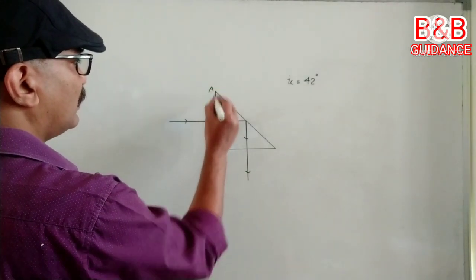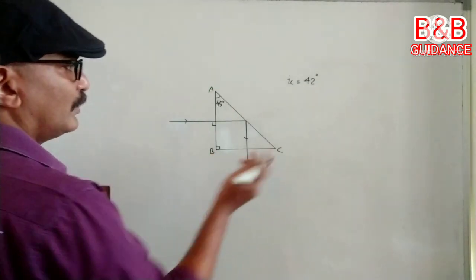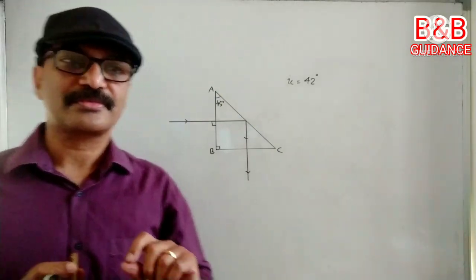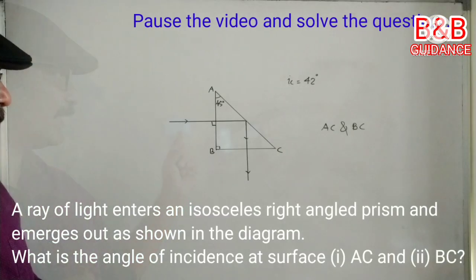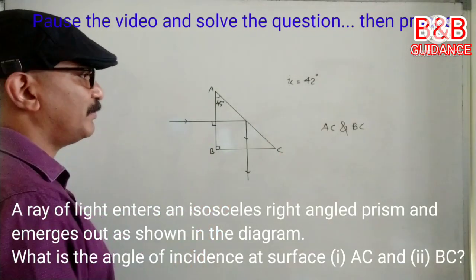So if I am naming it A, B, C, the question is this one. What is the angle of incidence of the ray at the surface AC and BC?